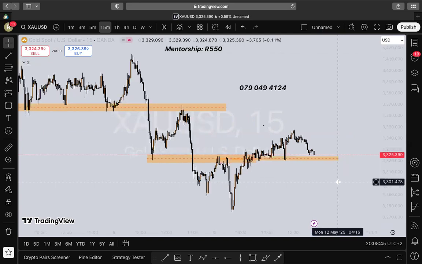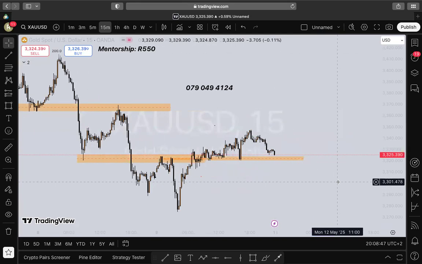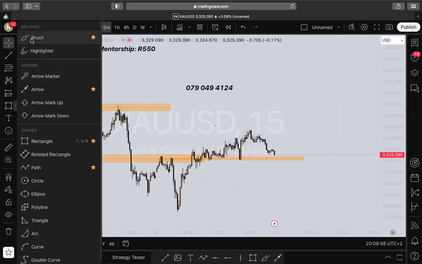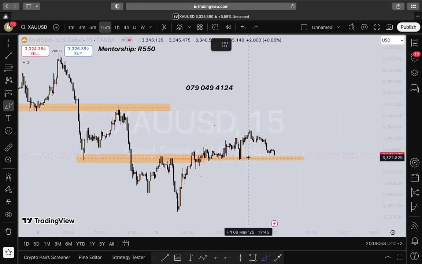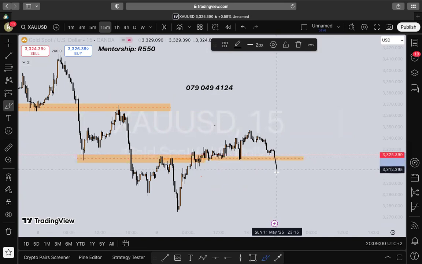And let me tell you something, guys. You must not be too ignorant, right? I taught you support and resistance, right? If this market breaks this level, this is our support, right? If this market breaks this support here, what do we have to do? Come again?